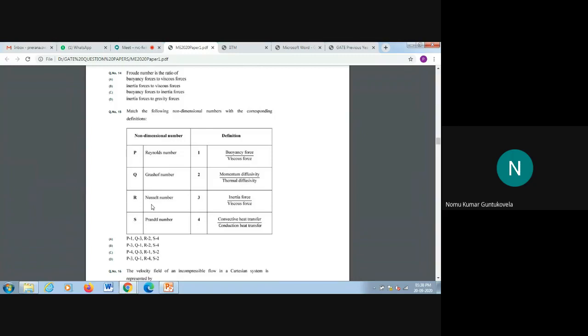Then the Nusselt number is nothing but convective heat transfer divided by conduction heat transfer. And the Prandtl number is nothing but momentum diffusivity divided by thermal diffusivity. So here we have the answer as D. Like this.